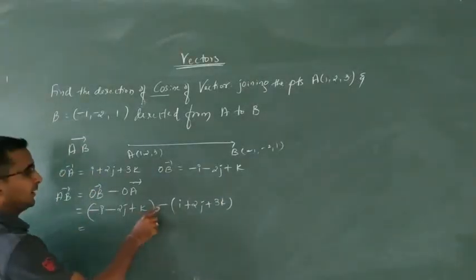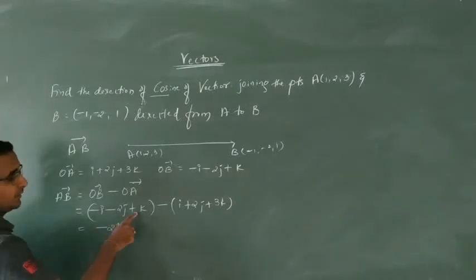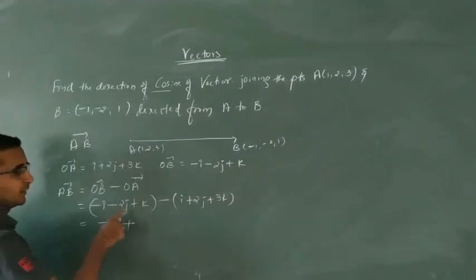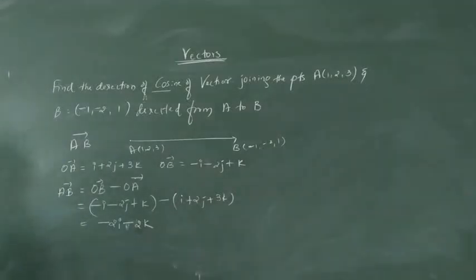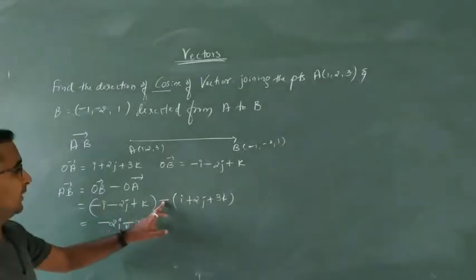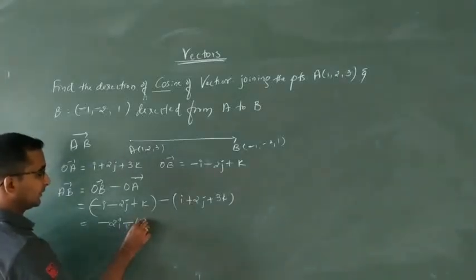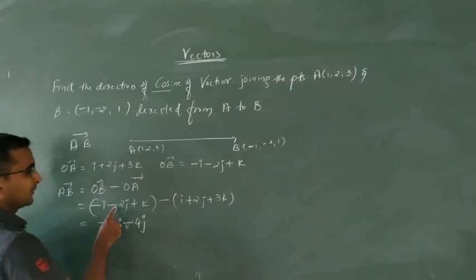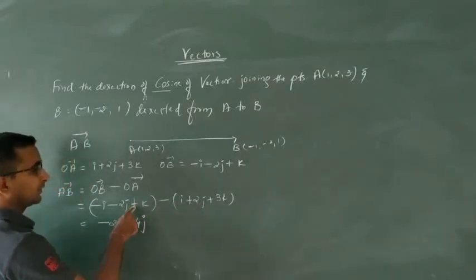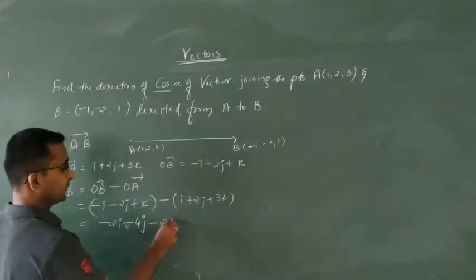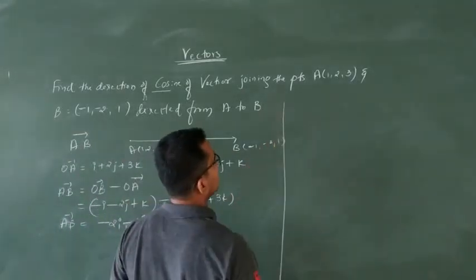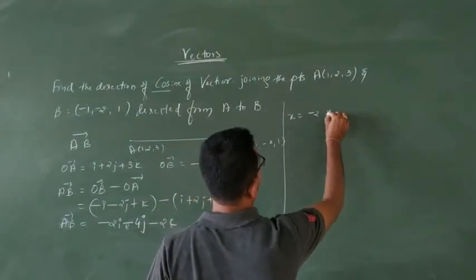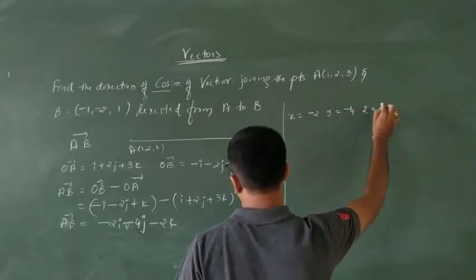Okay. So minus i minus i is minus 2i. You may be right or may not be right, no problem. K minus 3k means minus 2k. I'm sorry, I made a little mistake. Minus 2i, minus 2j minus 2j is minus 4j, k minus 3k is minus 2k. So this is the AB vector. Here the x value is minus 2, the y value is minus 4, the z value is minus 2.